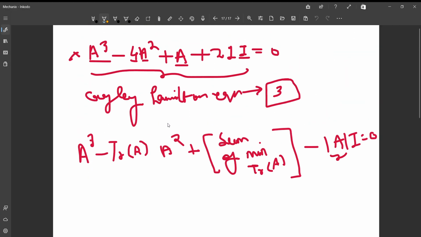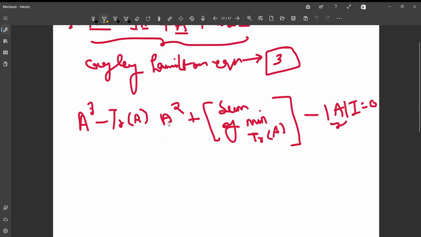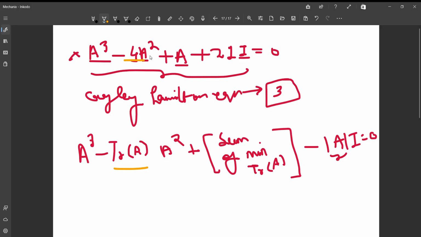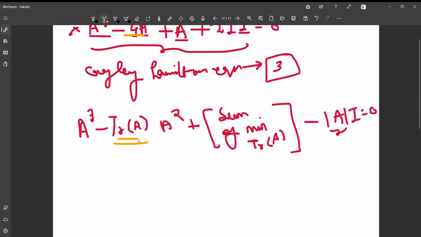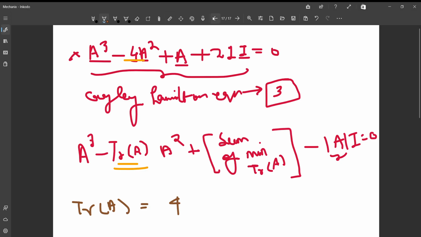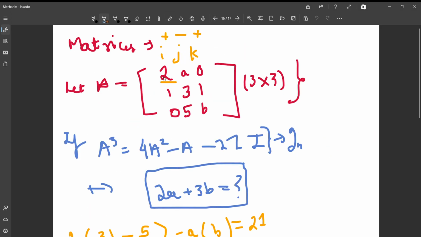And now from the given equation, you can find that trace of A is actually 4, since minus 4A squared corresponds to minus trace A into A squared. And trace is the sum of diagonal elements, right? So it's 2 plus 3 plus b.